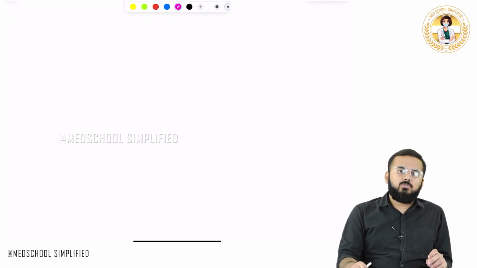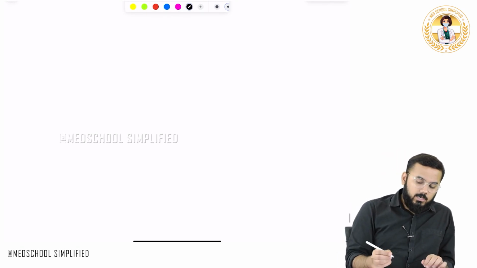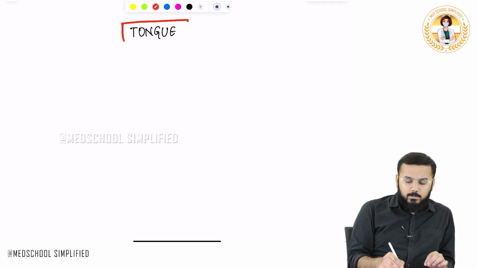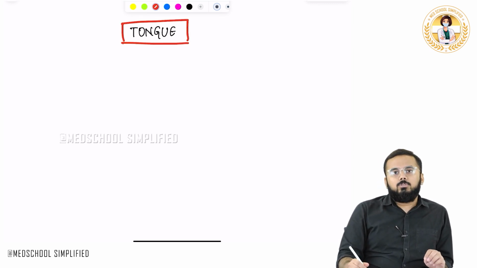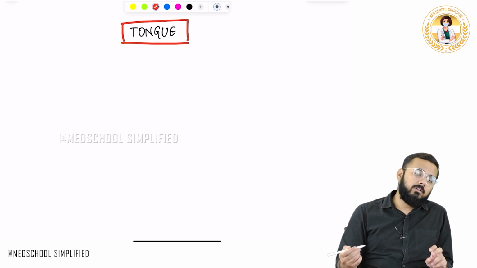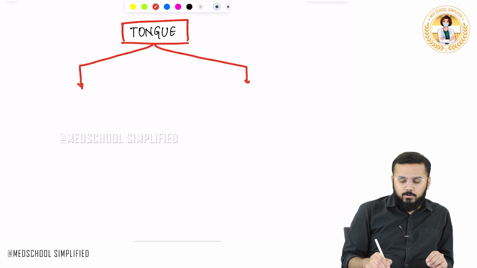Hello guys, so now we shall be discussing the muscles of the tongue. We will completely focus on what muscles we have in the tongue region. In the tongue region you have many different muscles. For example, there are 8 different muscles located in the tongue region. We divide these 8 muscles into 2 groups. One group of muscles supports the tongue, and the other group of muscles is located within the tongue. So tongue muscles are basically divided into 2 groups.